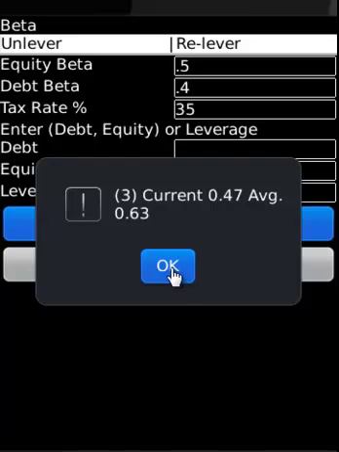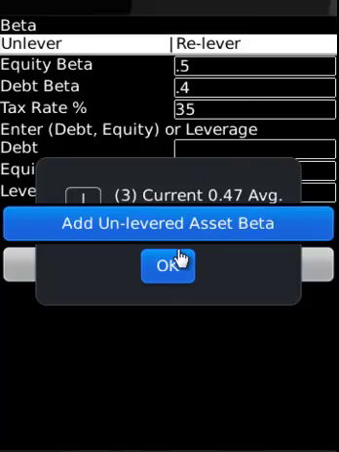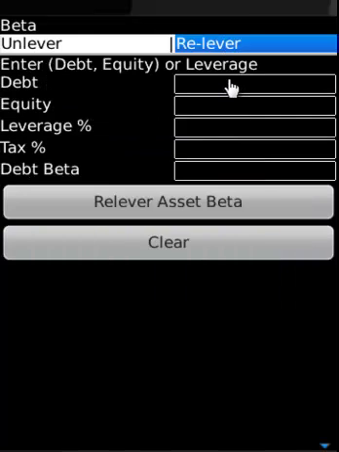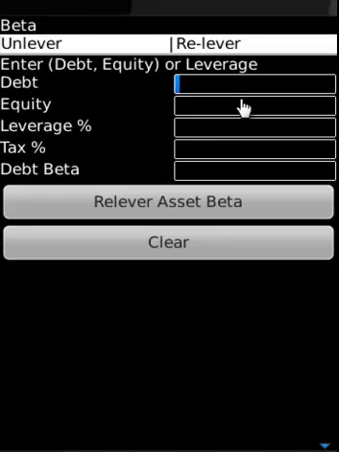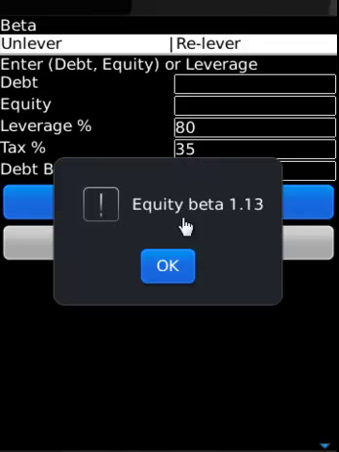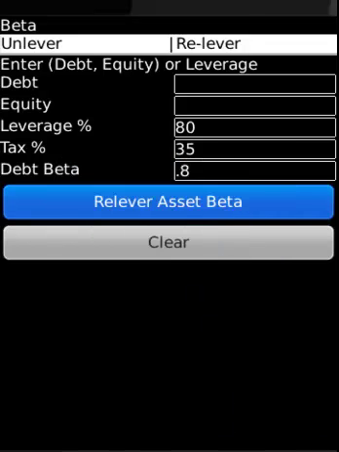So this is the average is 0.463. And now we want to re-lever. So we can either enter the debt or equity or leverage. So we are entering the leverage. Tax rate is 35%, beta is 0.8, and now re-lever. So this is the equity beta.